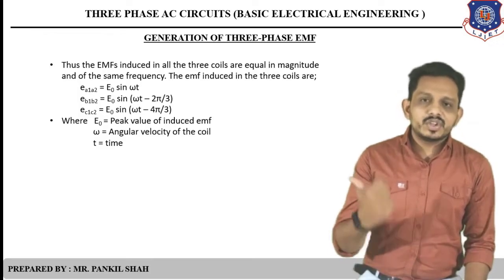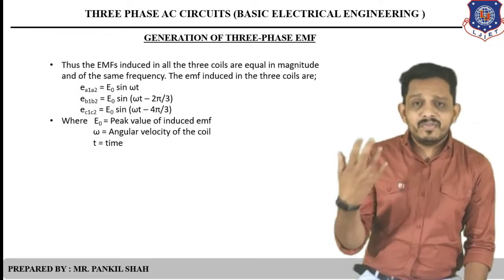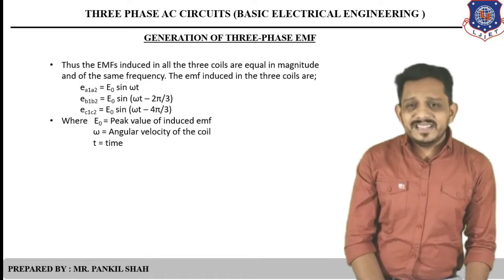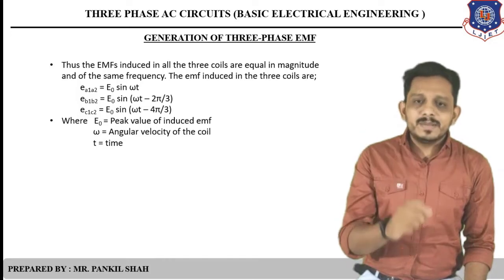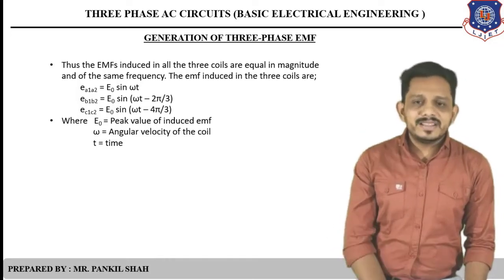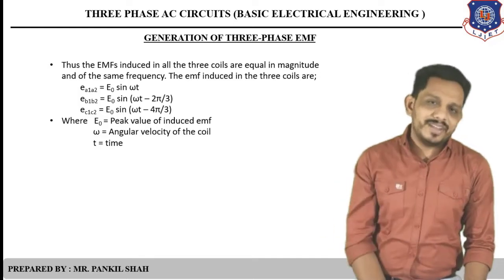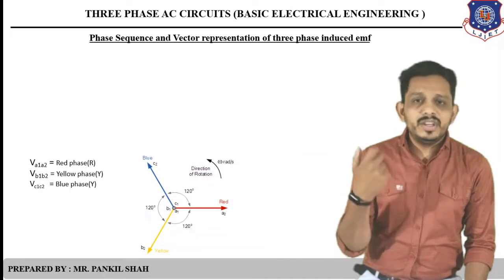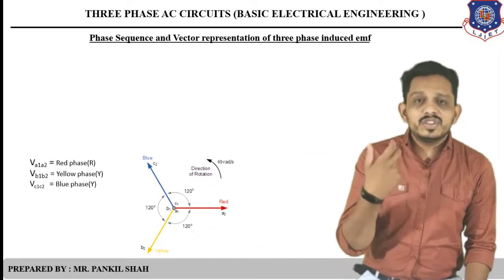So this three-equation set is known as the induced EMF in three-phase coils, where E_m, or you can say E0, is the peak or maximum value of that induced EMF, omega is the angular velocity of the coil, and t is the time. So these were the three equations of the induced EMF.